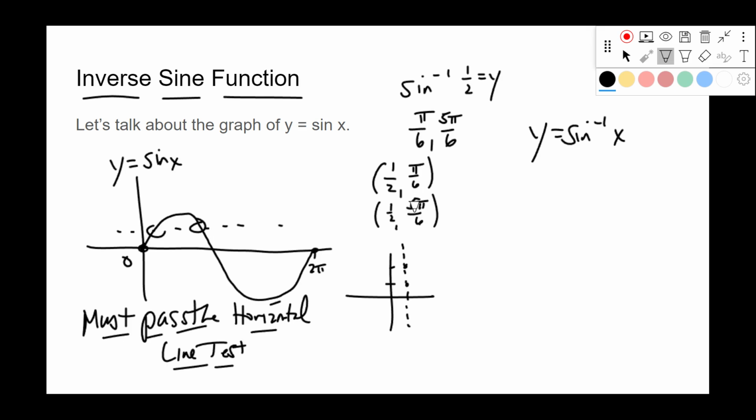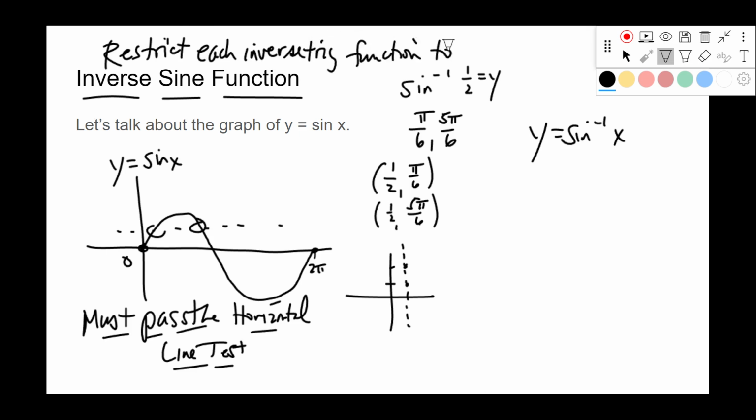For each of the inverse trig functions, we are going to restrict, I'm going to write it up top here, we're going to restrict each inverse trig function to two quadrants. So I'm only going to allow you to give me answers from two quadrants for each of the inverse trig functions. Okay, that's it.